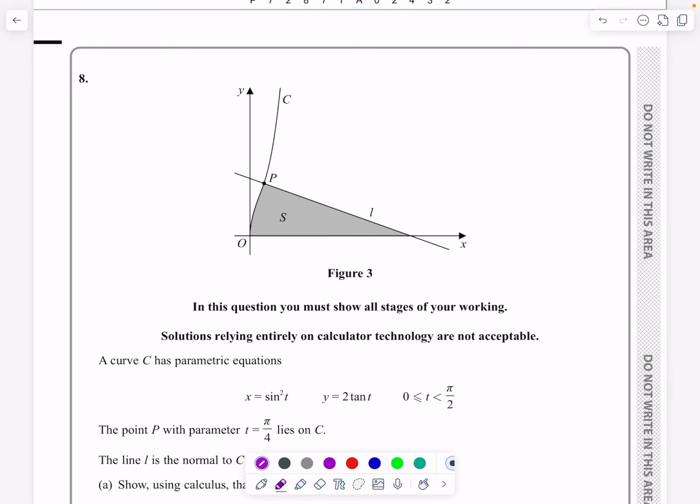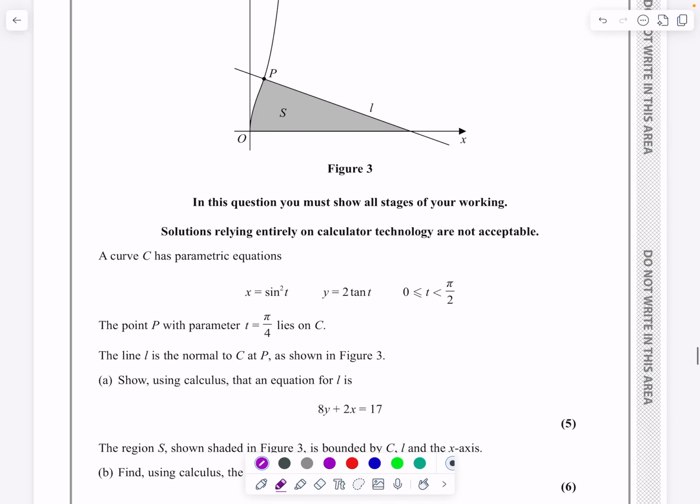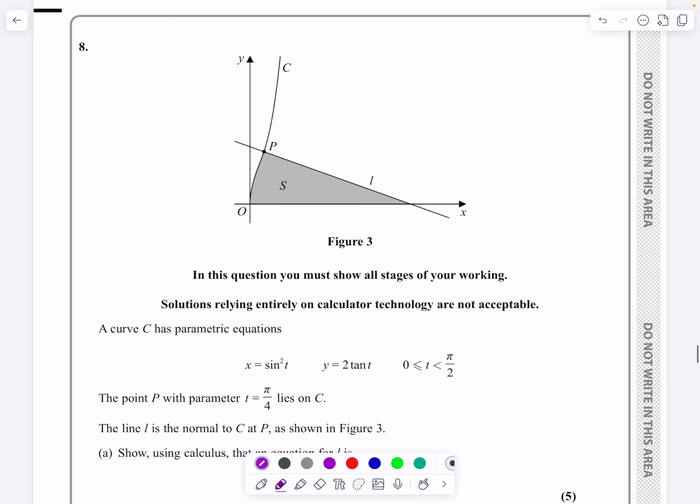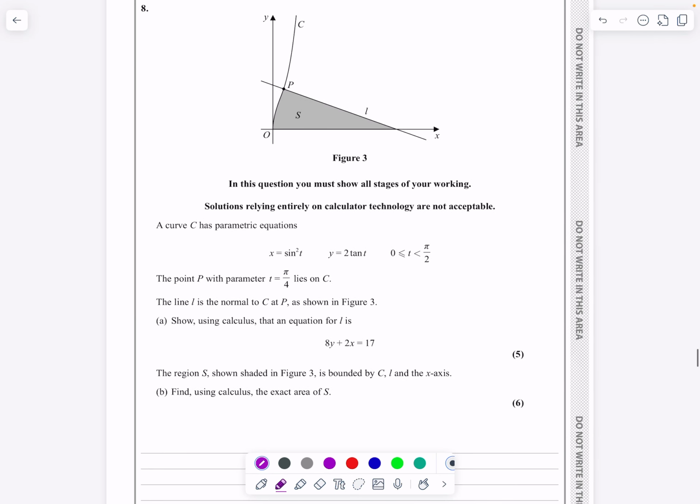Okay, this is the P4 paper from January 2023. It's question number 8. If I make it a little bit smaller so you can see all of it. This is a parametric equation question, but it's one where we're going to be trying to find the equation of the normal. That's going to be differentiating, and then we're going to try and find the area under the curve. That's going to be integrating.